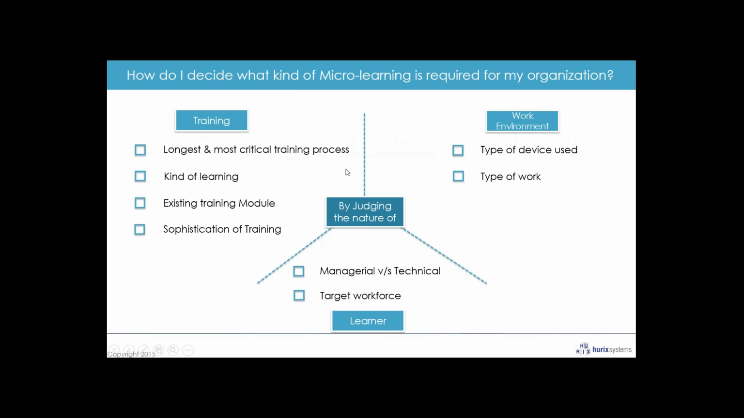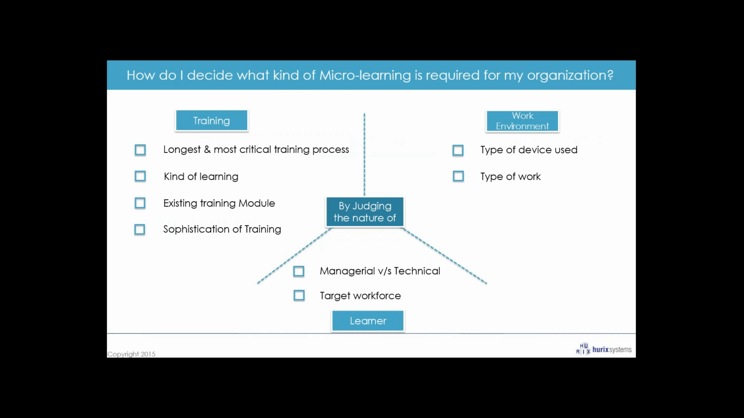How to decide what type of micro learning will fit into your organization? Very quickly, you need to really look at the work environment. So what type of devices are your learners using? What type of work environment? Are they on site? Are they sitting on machines most of the time? Are they moving?